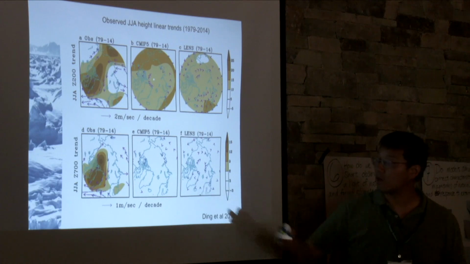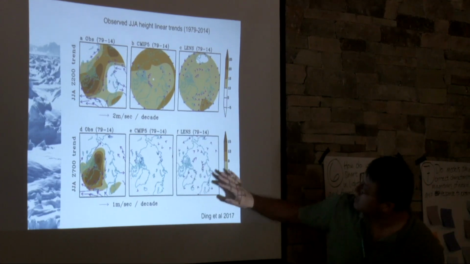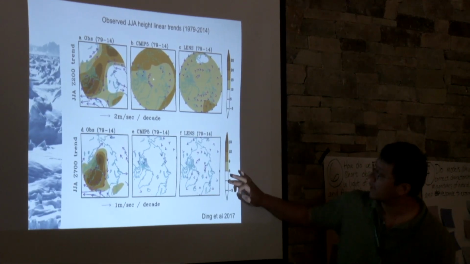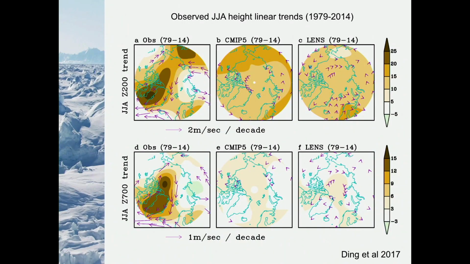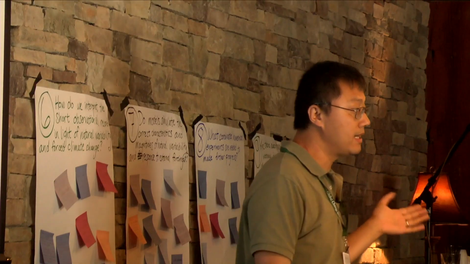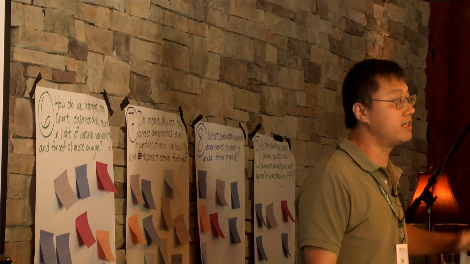In the low level, it's very small. You cannot see this sharp structure; it's around 3 to 6 everywhere. In the upper level, it's about 10 meters per decade. The unit here is meters per decade. In the observation, we see 20-something meters per decade height rise in the last 30 years. In the model forced with CO2, we can only see maybe half of this observed value.